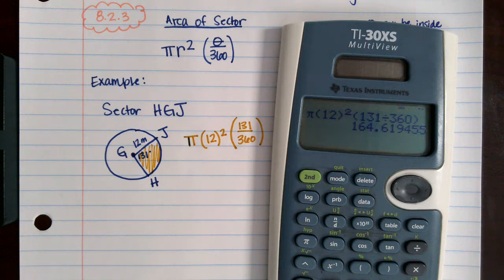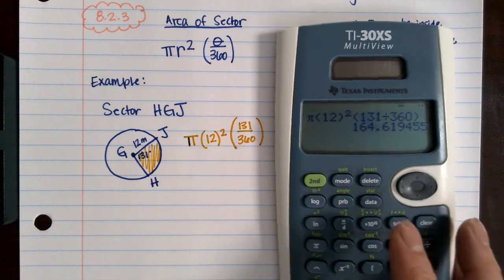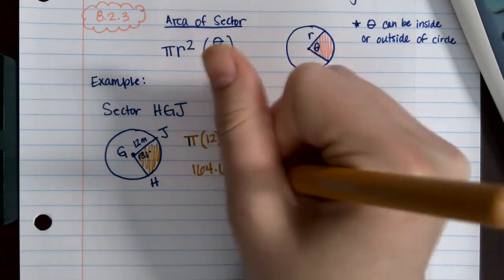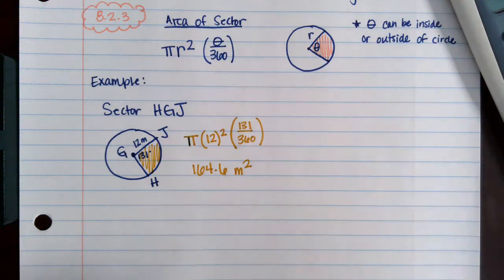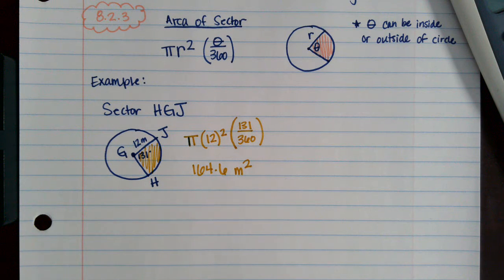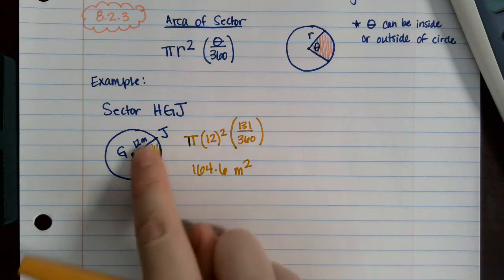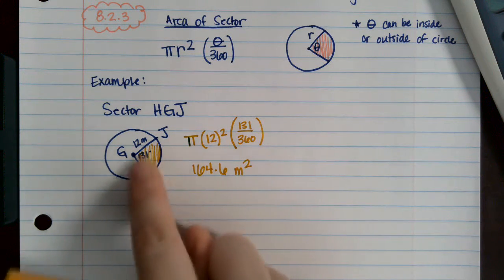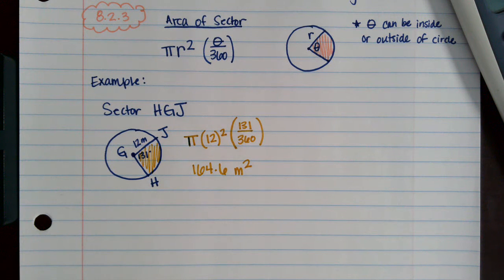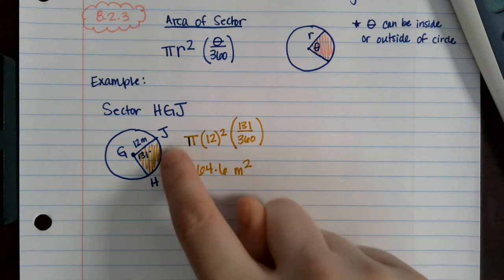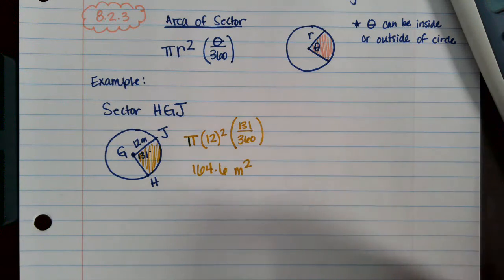And we get 164.6. And this is area, so we're going to do meters squared. And that's it for area of a sector. You basically are just finding the entire area, which is this pi r squared part, and then multiplying it by the chunk of this circle that you have. The only other thing I want to mention is that 131 was inside the circle here, but it could also be given just on the outside right here, and you would use that the same exact way.